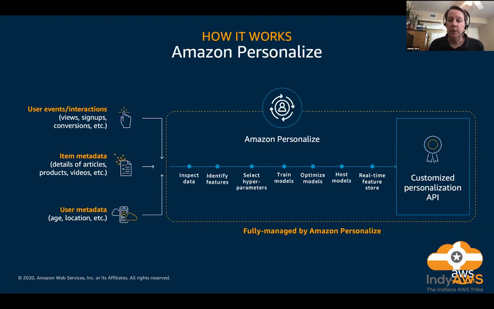And then Personalize will host your model in an auto scaling endpoint. So Personalize provisions all the resources to handle all the requests that you throw at Personalize. It will auto scale to meet that demand and then scale back down for you. So you don't have to provision any servers, no resources at all. Personalize will take care of that for you.